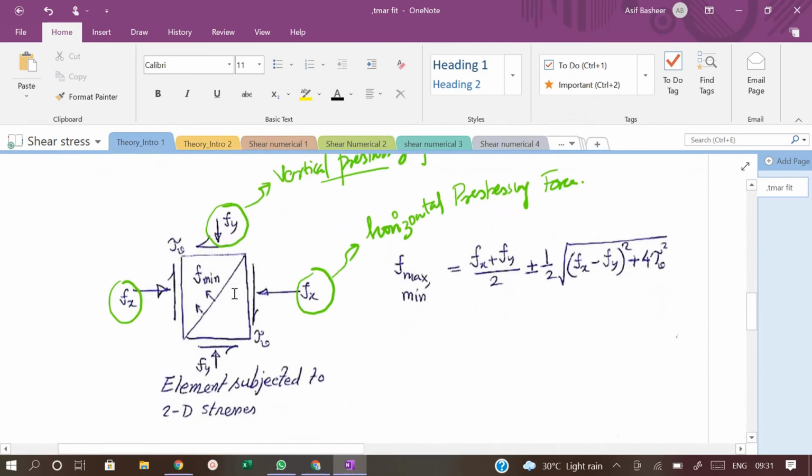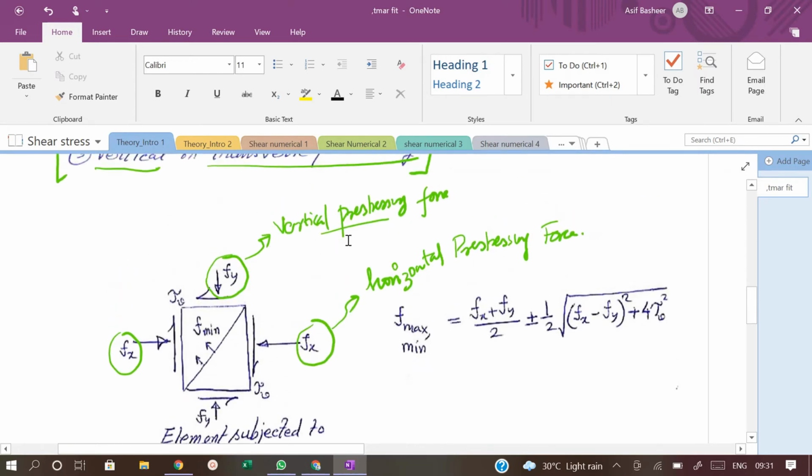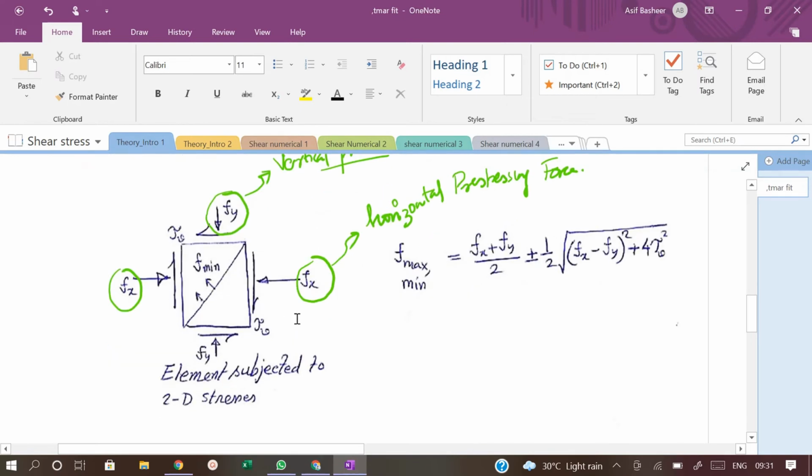So what you can see here, is there any tensile stress here? There is no tensile stress acting, which means the F maximum and F minimum, if I am taking the compressive stress as positive, then F maximum and minimum, the tensile stress will be very much lesser in this case, isn't it? Because the stresses acting on this element are completely compressive. That is, the axial direction is also compressive, and in the vertical direction also, if we are providing vertical pre-stressing force, then also it is compressive. So the element is completely subjected to compressive force.